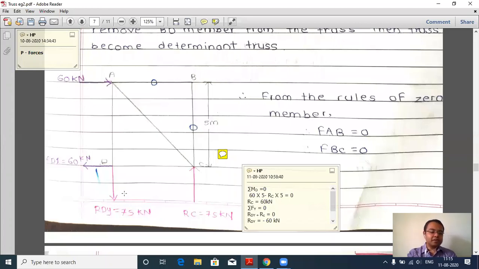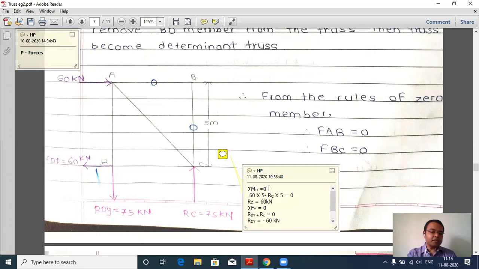We don't know the actual answer. So first of all, we assume that reaction RDY is going in the upward direction, and reaction RC is going in the upward direction. We are going to assume this. First step, apply summation of moment at D. Take moment at D equal to 0.